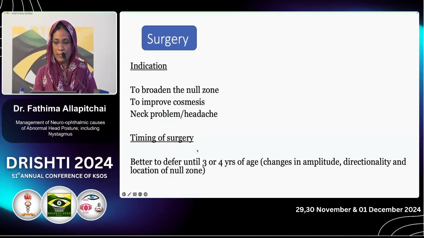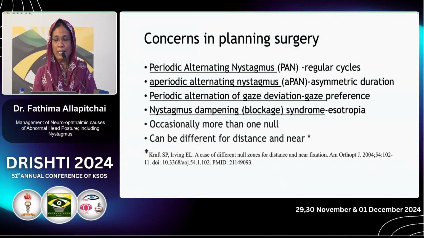Timing of surgery: it is better to defer until 3 or 4 years, because there could be some change in amplitude, directionality and location of the null zone. The surgery itself is technically not at all different or difficult, because it is the same recess-resect procedure. The planning and determining the dosage is the difficult part in nystagmus surgeries.